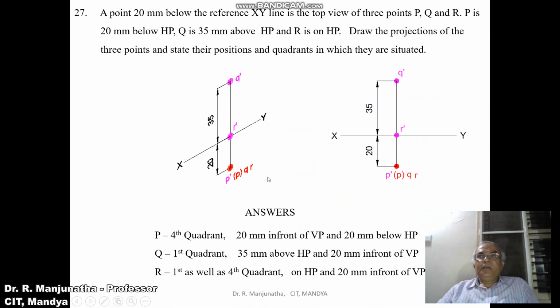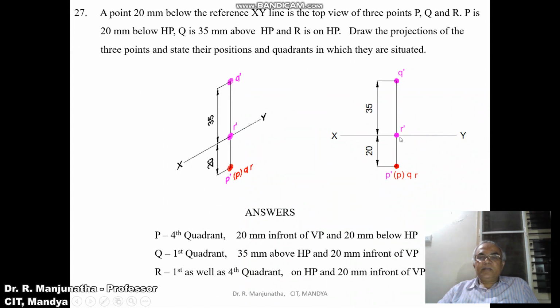And state their position. So the condition of the 4th quadrant is below HP and in front of VP. So since both the front view and the top view points are at 20 mm below the reference XY line, therefore point capital P is 20 mm in front of VP and 20 mm below HP.